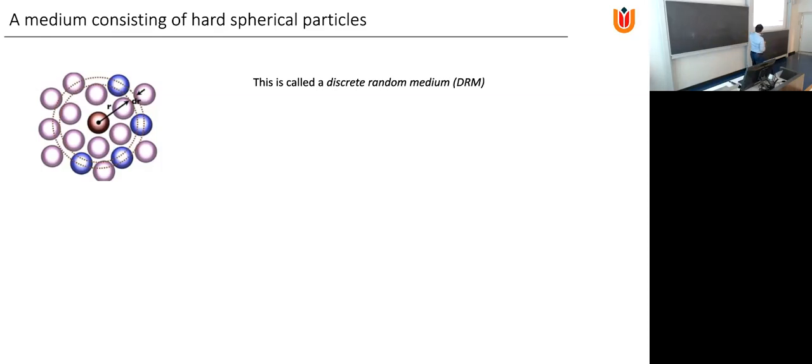So you could visualize that medium like that. So you have a bunch of particles. We take one particle as the reference particle at the center. We can calculate distances to other particles with respect to that reference particle.